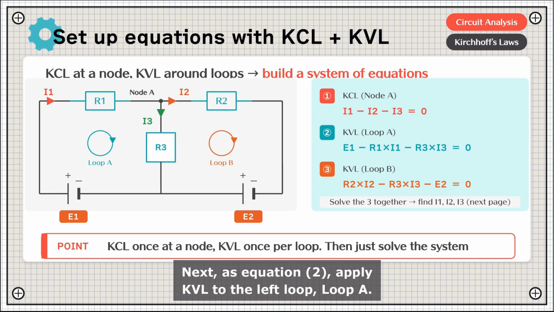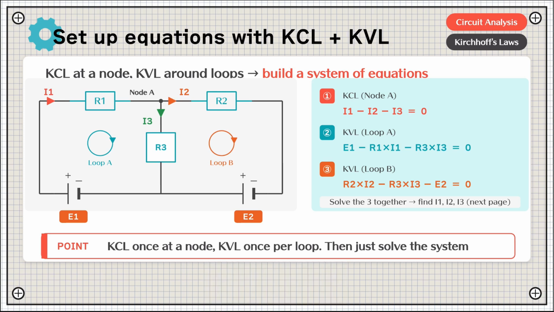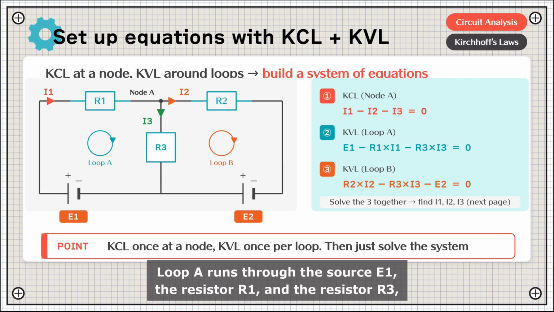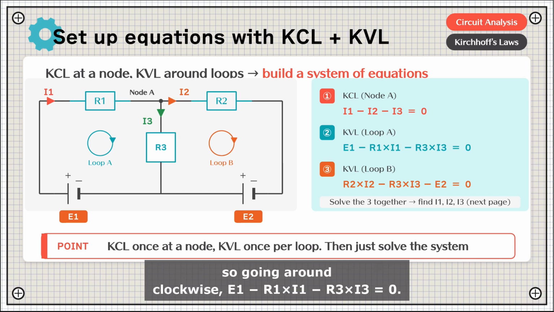Next, as the second equation, apply KVL to the left loop, loop A. Loop A runs through the source E1, the resistor R1, and the resistor R3, so going around clockwise, E1 minus R1 times I1 minus R3 times I3 equals 0.